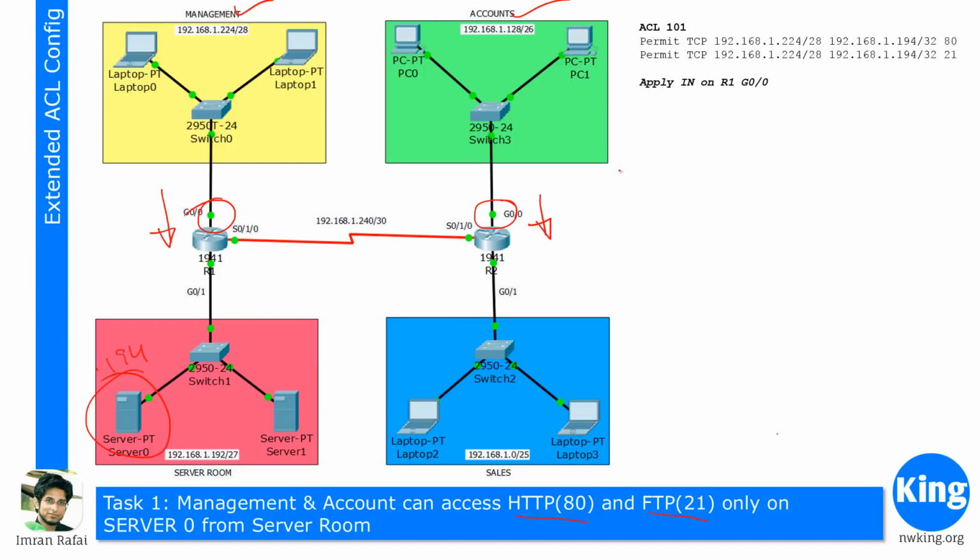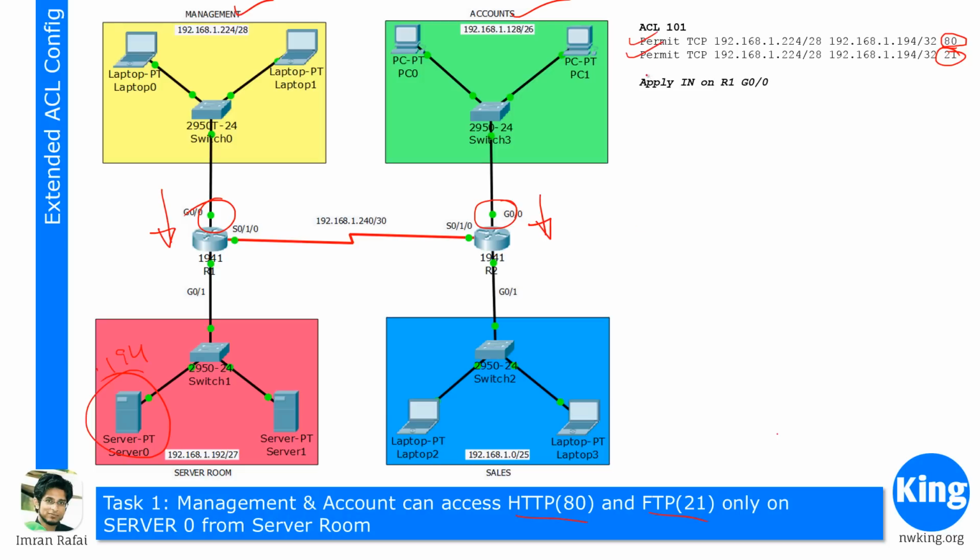194/32. That means we're talking only about this server 0. /32 is nothing but a host, and we're telling the destination port number 80, we're permitting. That means we're permitting HTTP traffic. Then with the same command, we're telling permit port 21, which is FTP traffic.